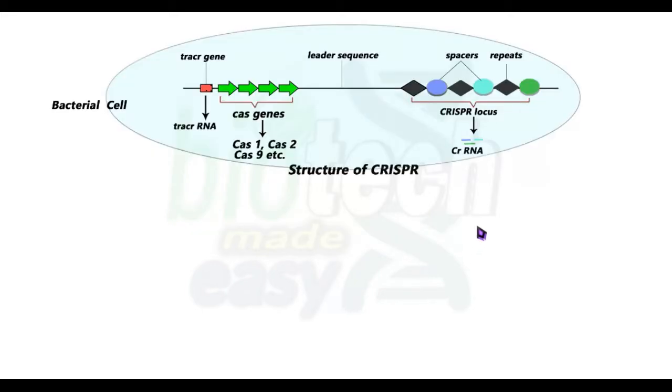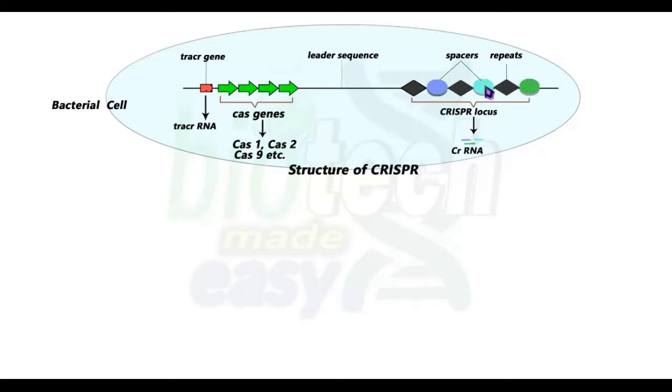Let's see what CRISPR looks like. Here you can see the CRISPR locus. You can also call it the CRISPR array. The two characteristic features of CRISPR are the repeats, which I have shown by black diamonds, and the second component, the spacer. Spacers are these oval-shaped structures which I have shown colored.